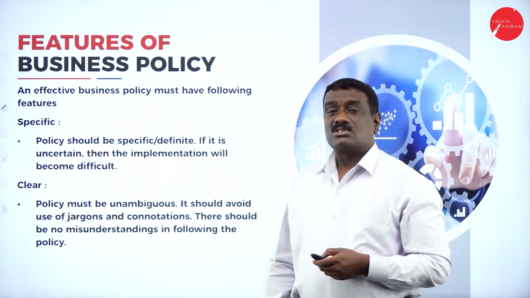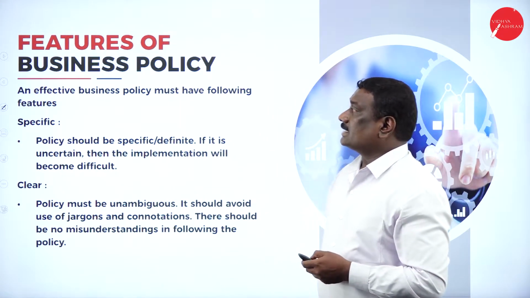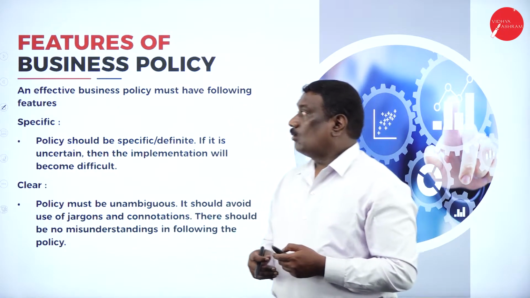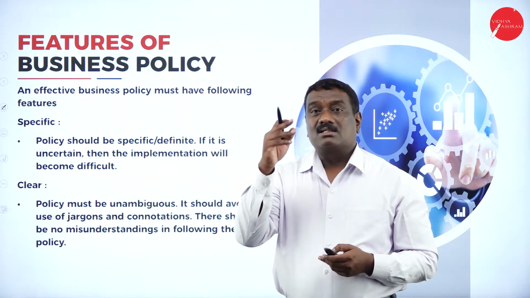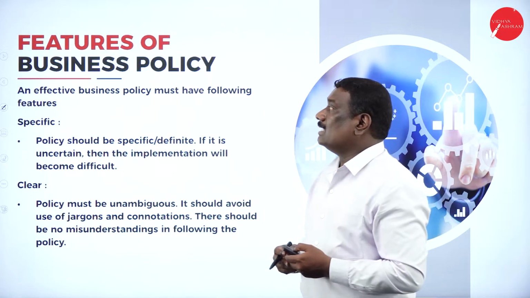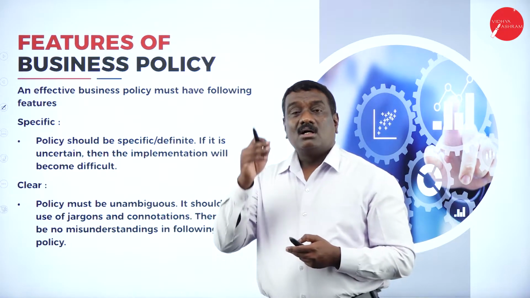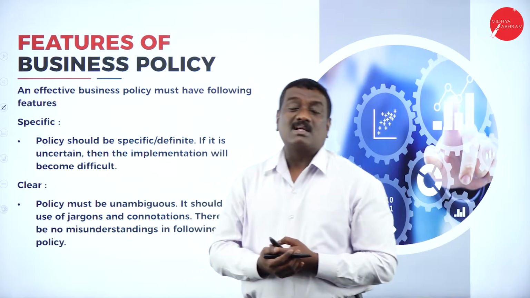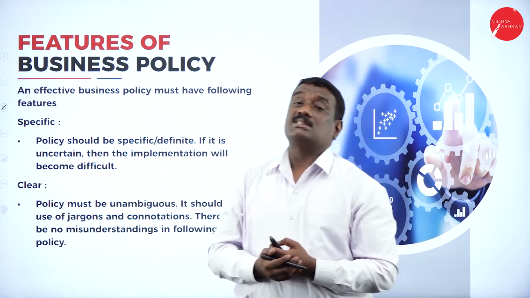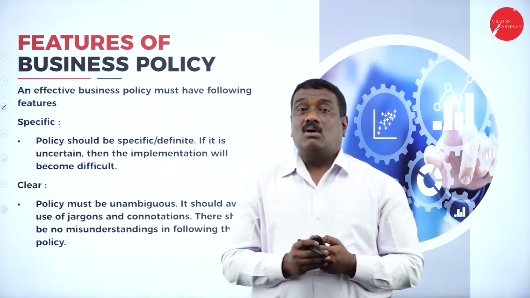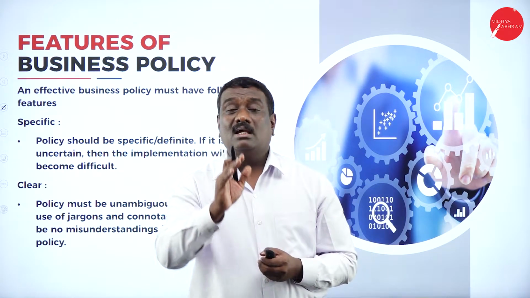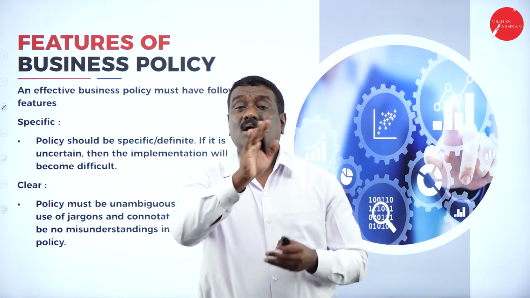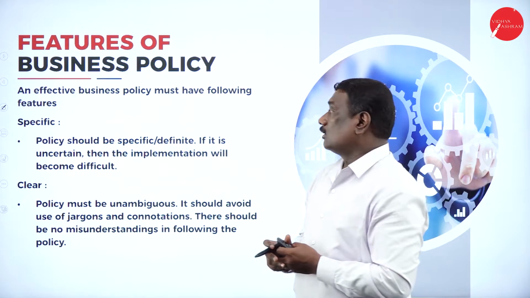Now coming to the features of business policy, students. If a business policy has to be an effective one, then what are the important factors, or the elements, or the features which are required? First and foremost, it should be specific. The business policy should be specific. It should be definite. Whatever policy you are making should be a definite, specific one. Then only can you achieve your target or goals.